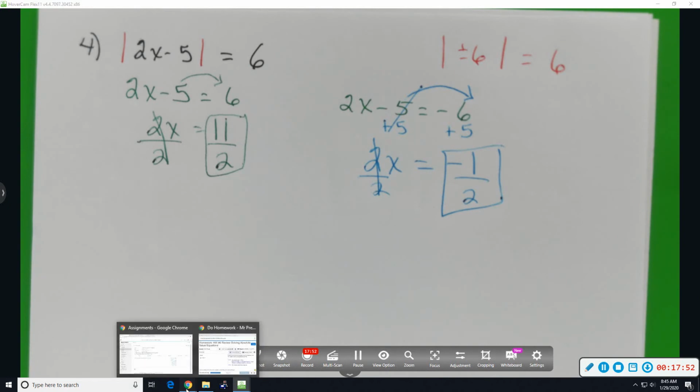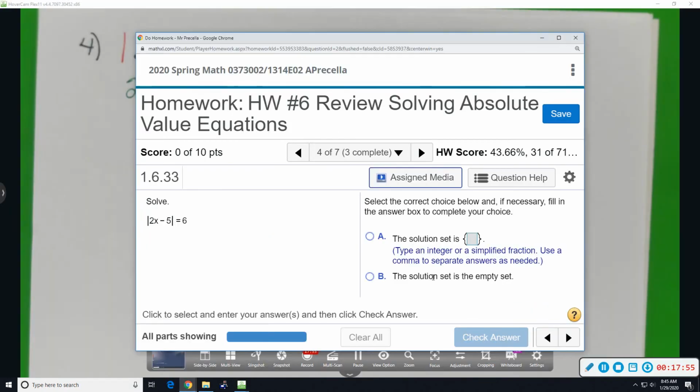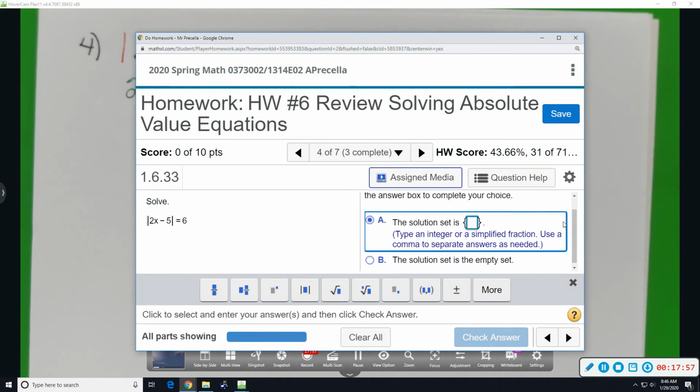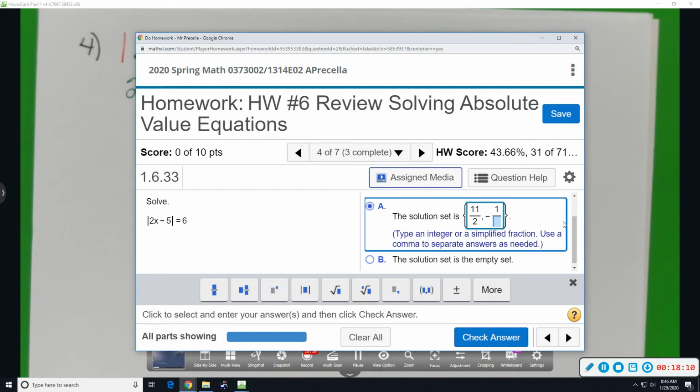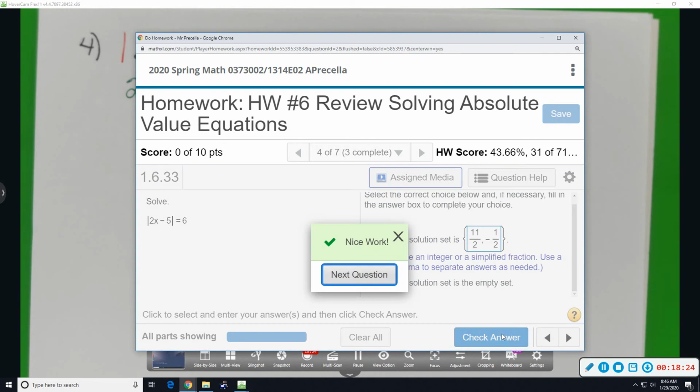Patch it in. 11 over 2. I'll hit a right arrow and then the comma. Negative 1 over, I'm just hitting the slash rather than using the fraction key there. If you want to use the fraction key, that's fine. 11 over 2, comma, negative 1 over 2. Okay.